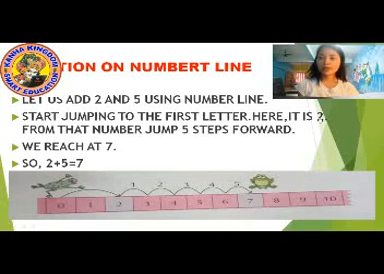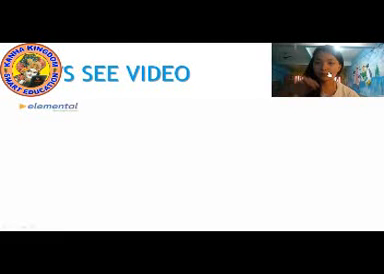Dear student, look at this picture on the screen. The frog is jumping from 2, taking 5 steps forward, and he reached at 7. It means the same. 2 plus 5 equals 7. Now we are going to learn how to do addition on number line through this video.